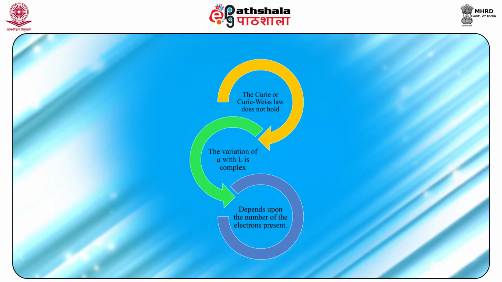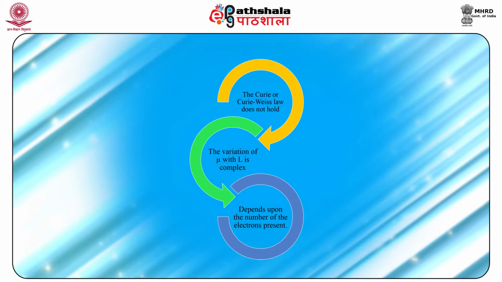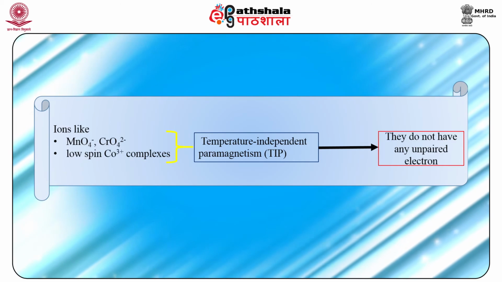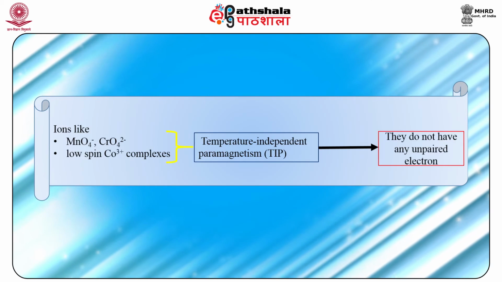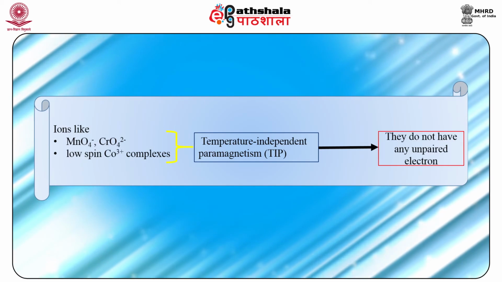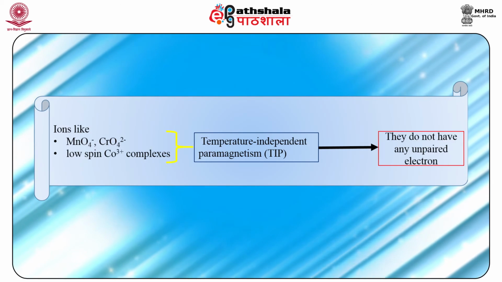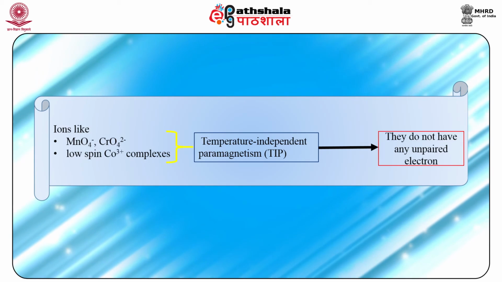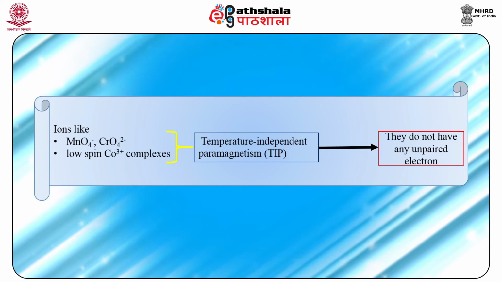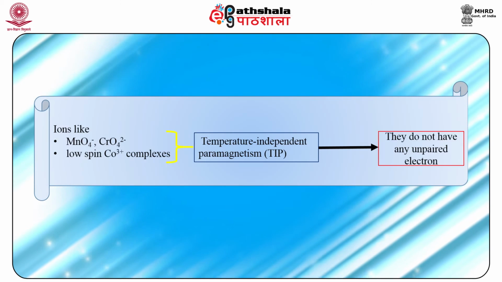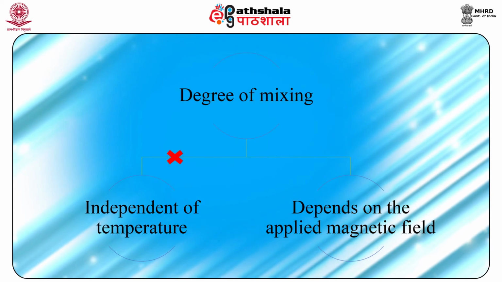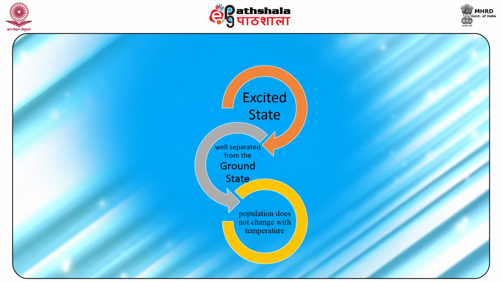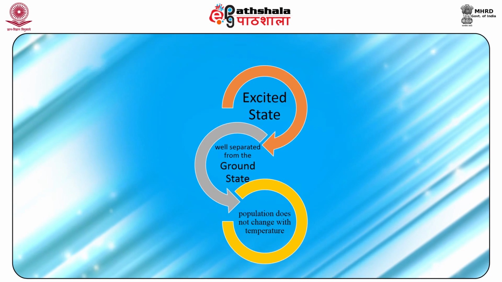The variation of mu with L is complex and depends upon the number of electrons present. Some ions like MnO4 negative, CrO4 2 negative and low spin cobalt 3 plus complexes show temperature independent paramagnetism even though they do not have any unpaired electron. This is due to the spin orbit coupling of the ground state to a paramagnetic excited state under the influence of the magnetic field. The degree of mixing is independent of temperature but depends on the applied magnetic field, as the excited state is well separated from the ground state whose population does not change with temperature.